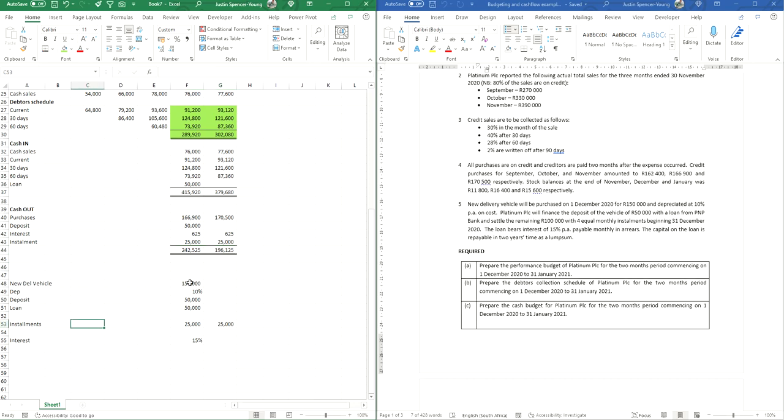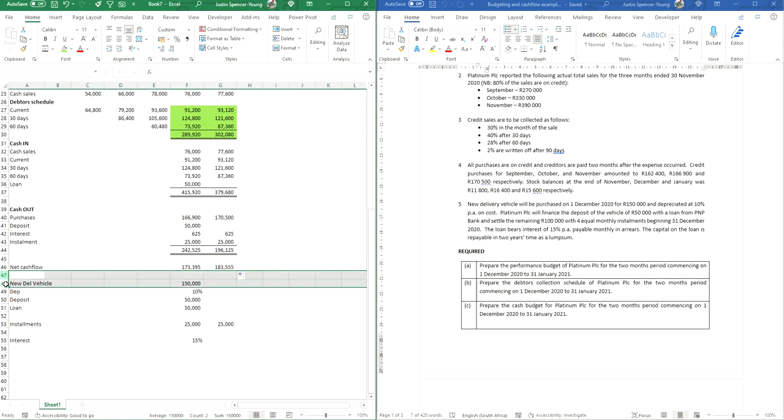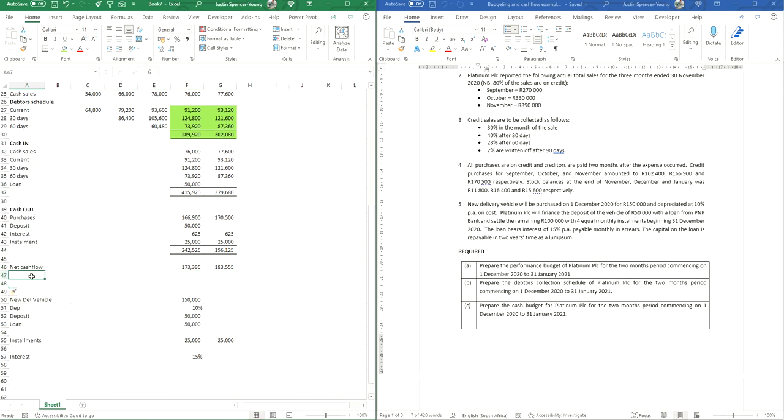Alright, cool. So now what we can do is we can say we now have a net cash flow. What is a net cash flow? Well, it's cash in minus cash out. Therefore we have an inflow for 2 years. Alright, we need to make a little bit more room here. This is now coming together.